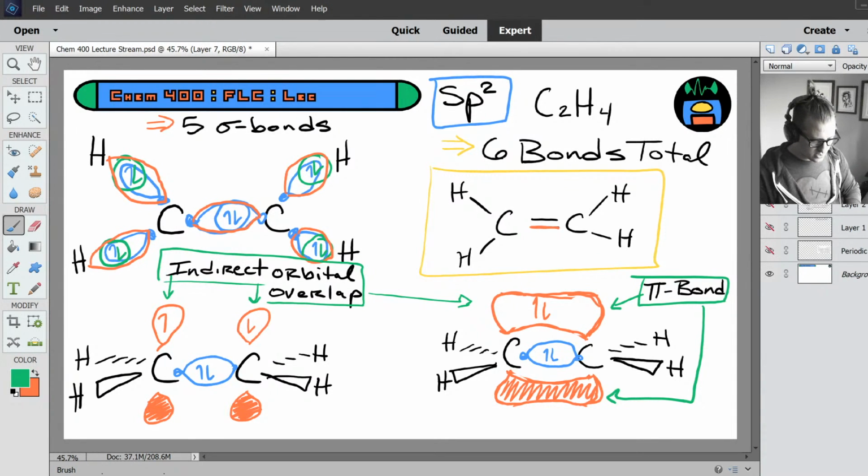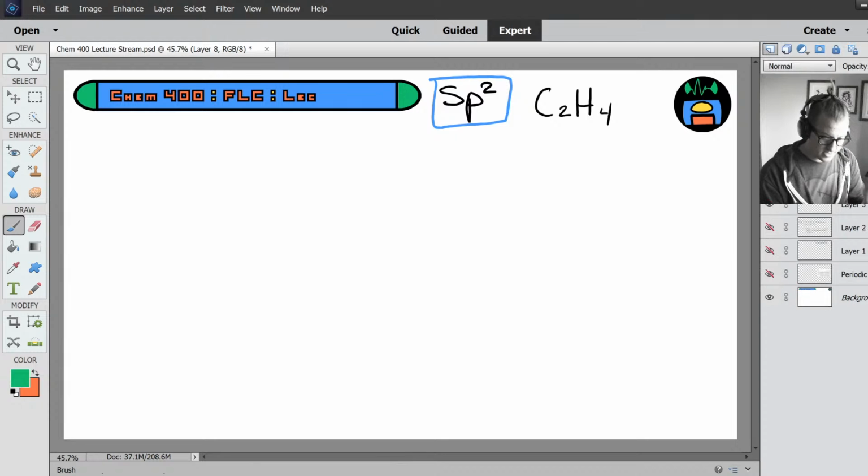Let's talk a little bit about the pi bond. It has two lobes. The electrons are both in the top and the bottom. So here, let's just open a new slide.